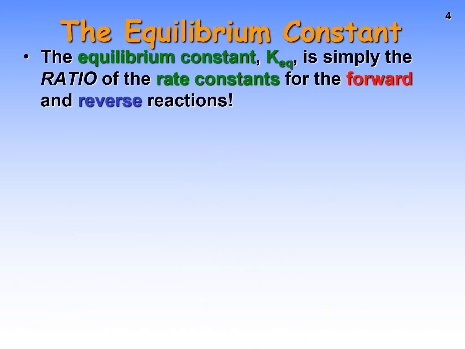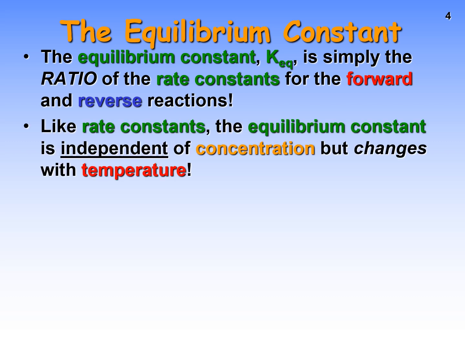Equilibrium constants can be defined as the ratio of the forward rate constant over the reverse rate constant of our reaction, or the products over the reactants. Like rate constants, equilibrium constants are independent of concentration. So if I change concentration, the equilibrium constant will not change. However, just like rate constants, again, they are dependent on temperature. So as temperature changes, our equilibrium constant will change.